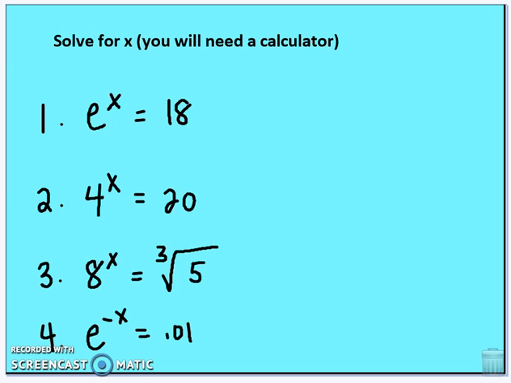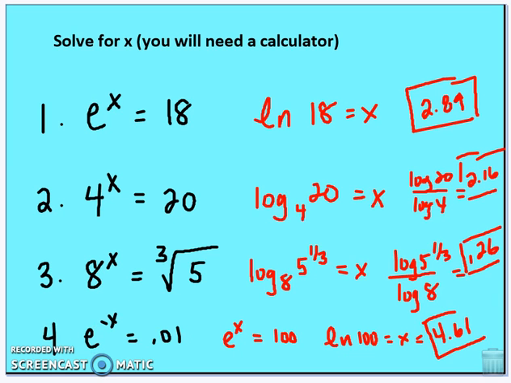All right, so you're going to need to use a calculator for these. I want you to solve for x in this case. I'm going to pause for a moment. All right, so the first one, rewrite in log form. Natural log of 18 is equal to x. X is equal to 2.8.